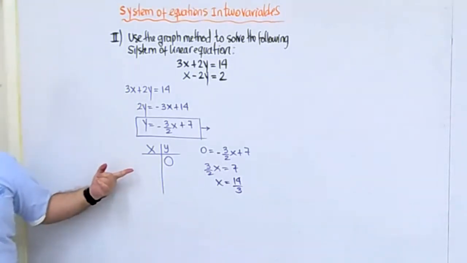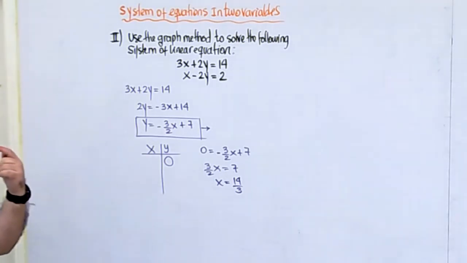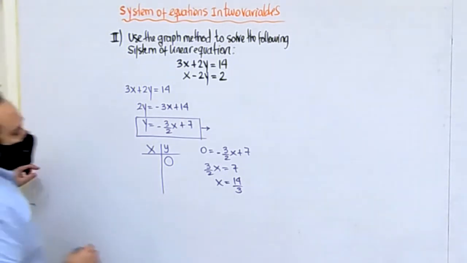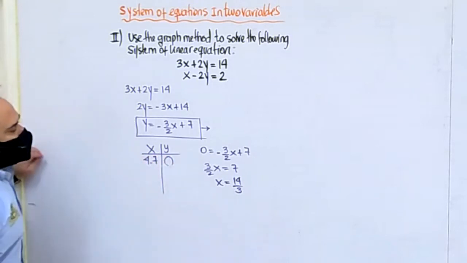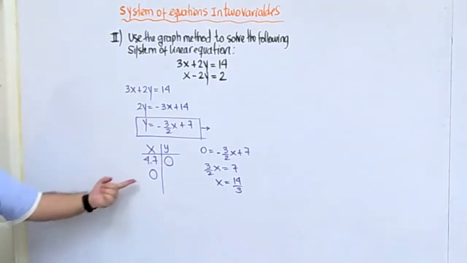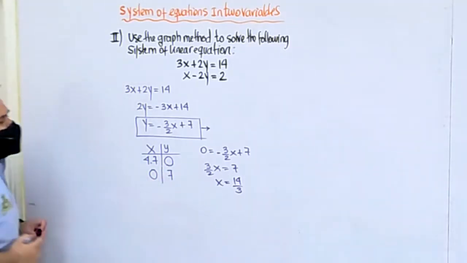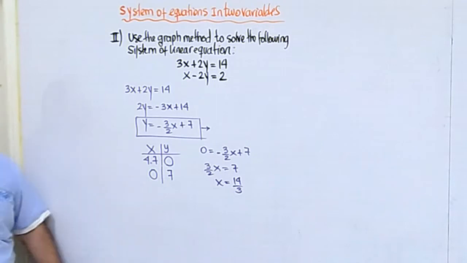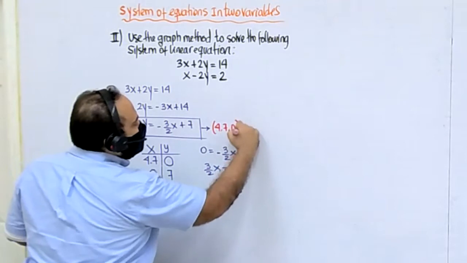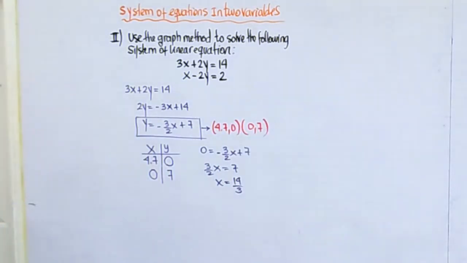And 14 over 3 in decimal numbers will be 4.7. Now, the opposite: the value of y at the moment when x equals 0. Negative 3.5 times 0, 0 plus 7 will be 7. And we have the intercepts, giving a mini table of values. We can represent it this way, or if you wish, we can write the interception points like this: 4.7 with 0 and 0 with 7, okay? That will be the first equation.